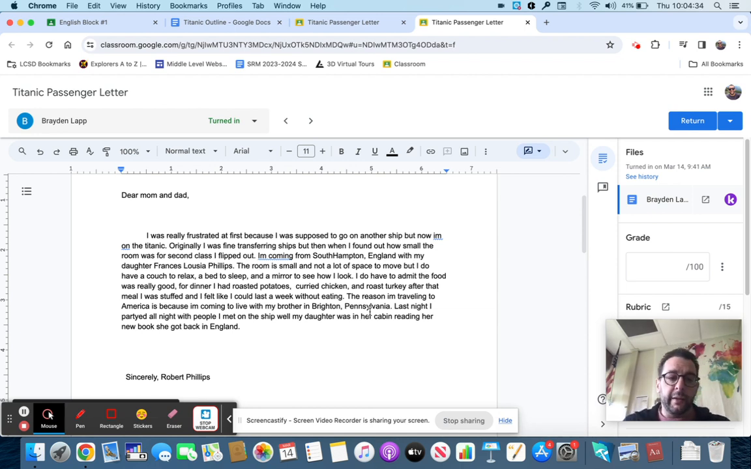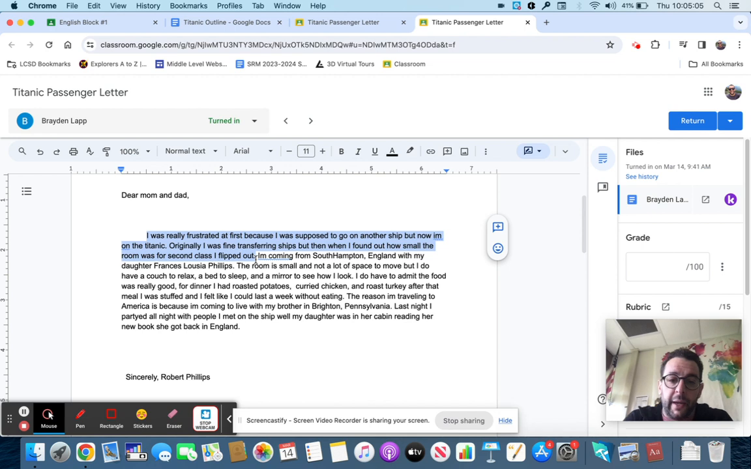Dear Mom and Dad, I was really frustrated at first because I was supposed to go on another ship, but now I'm on the Titanic. Originally, I was fine transferring ships, but when I found out how small the room was for second class, I flipped out. So, in this passenger card for this passenger, Robert Phillips, it says he was scheduled to be on another boat, and for whatever reason, it gets canceled. So, this is a really good example of using truth and using the sources that you have in the letter.